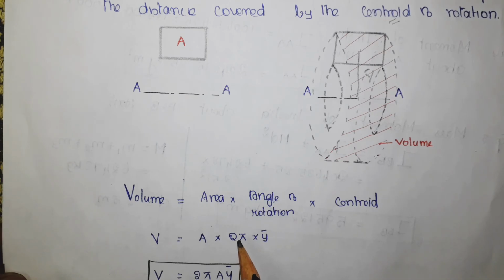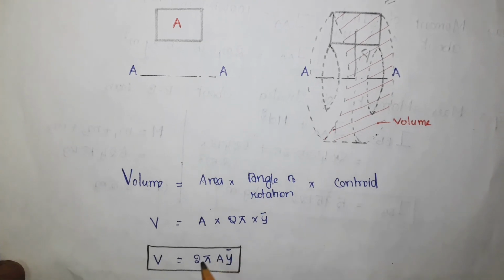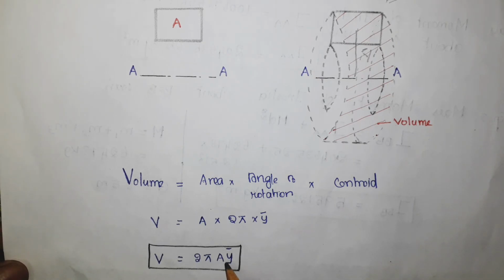because I am going to rotate for 360 degrees. If it is 180 degrees, then it should be pi into y bar. Now if you rearrange this equation, you will get volume equal to 2 pi times area times y bar. So theorem 2 helps us to find the volume of an object.